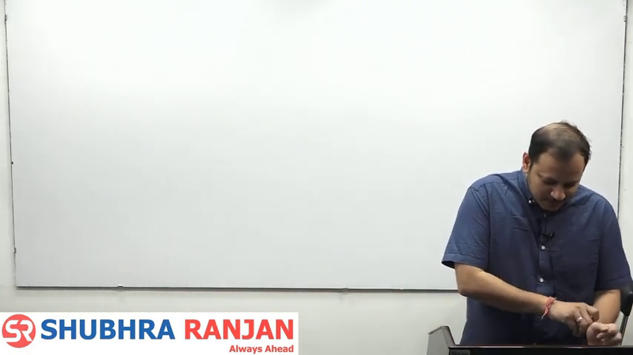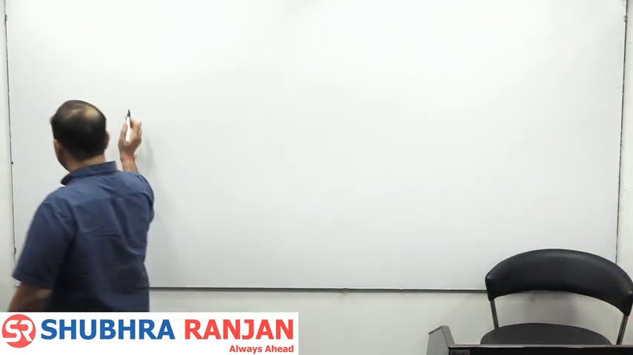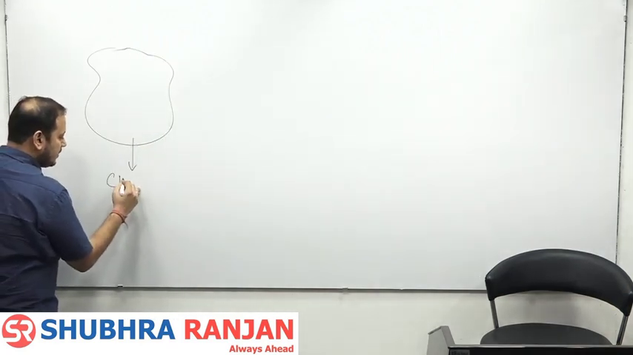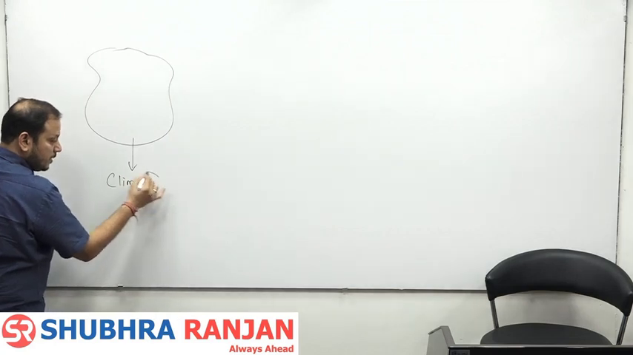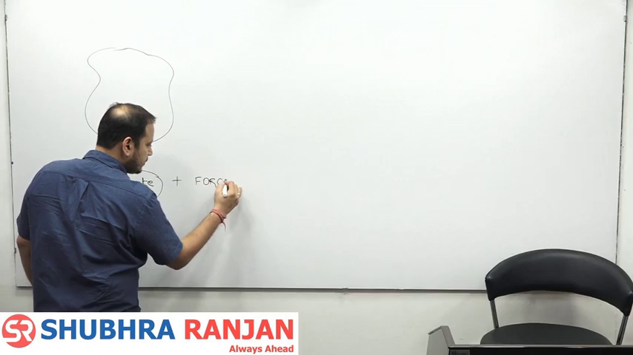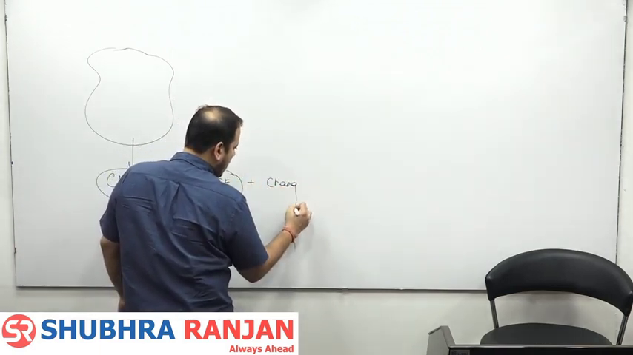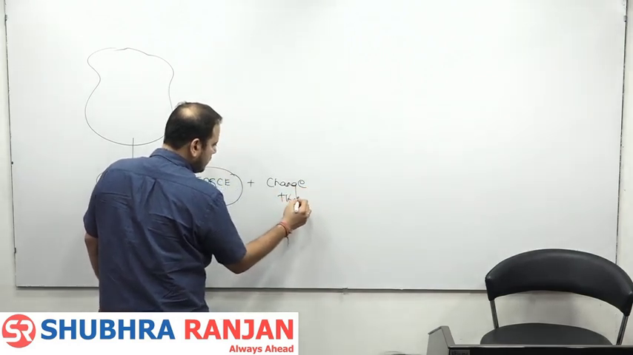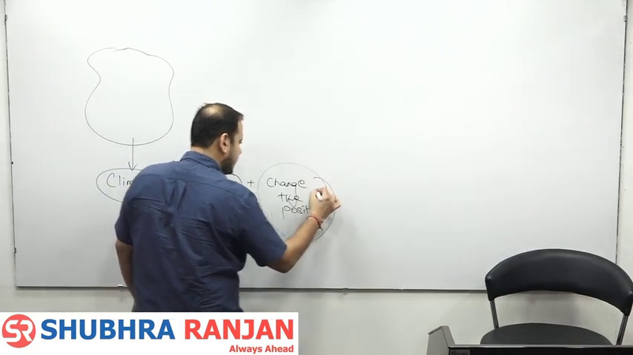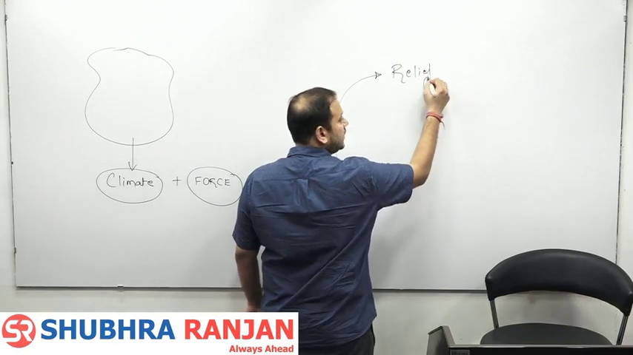I guess we started with the topic, that is the continental drift theory. So what is the idea of drifting of the continents? The idea of the drifting of the continents is there is change in the climate, right? Plus there is some force that is causing the drifting of the continents. Plus the continents change their position. And because of the continents changing their position, there are changes in relief, geomorphology, mountains, etc.